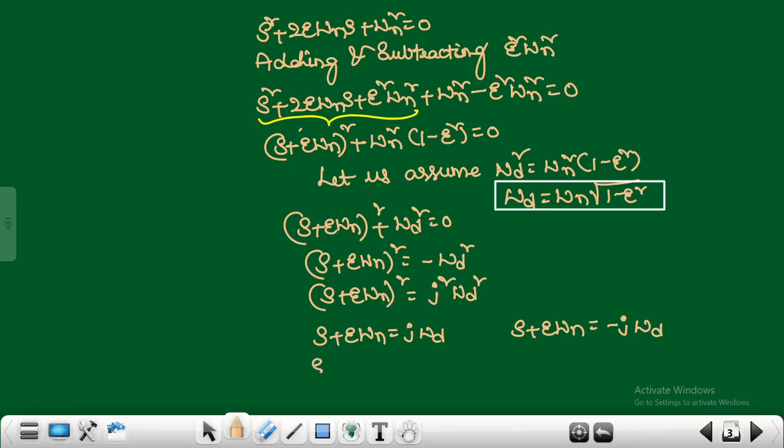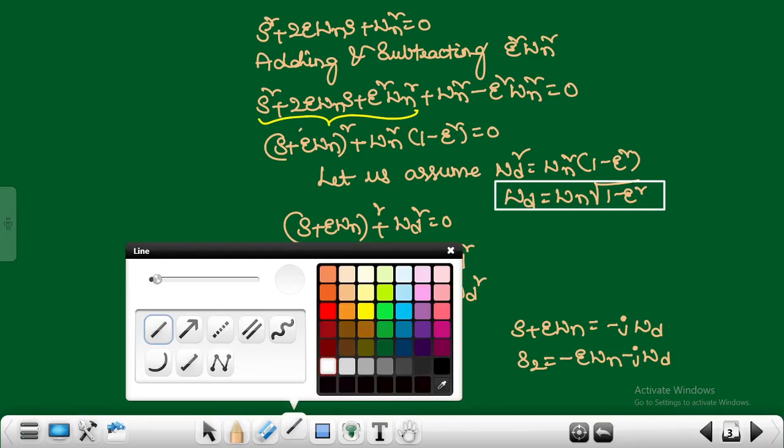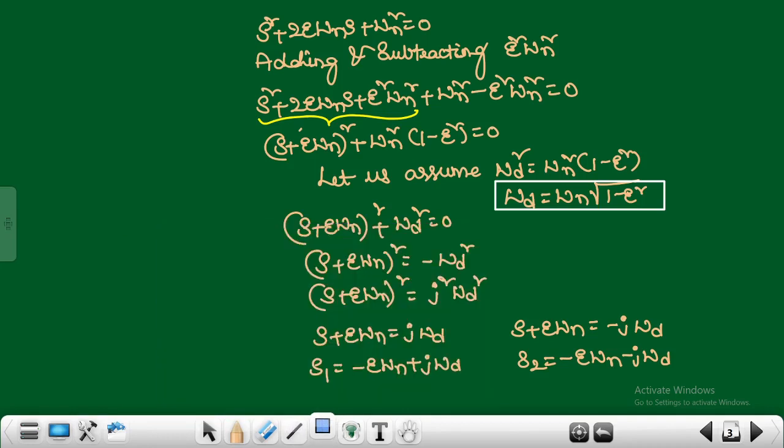Now let us take the two roots here. S1 is equal to minus zeta omega n plus j omega d, and S2 we are considering minus zeta omega n minus j omega d. So you got two roots here. S1 is one root, S2 is the other root. These two roots are very important, because S1 and S2 will decide the nature of the system.